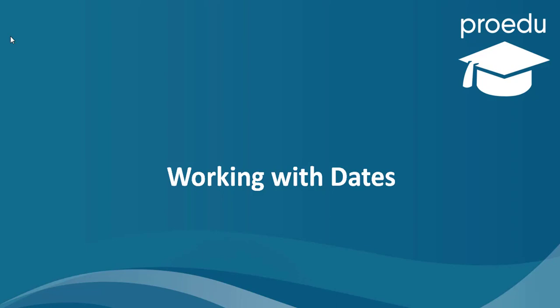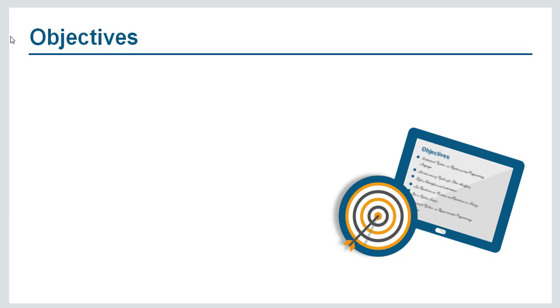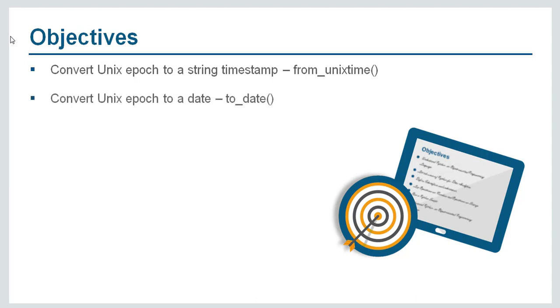Hi all, in this lecture we will be working with dates using Spark API. Let's talk about the objectives. We will understand how to convert Unix epoch to a string timestamp using from_unixtime function. We will understand how to convert Unix epoch to a date using toDate function.